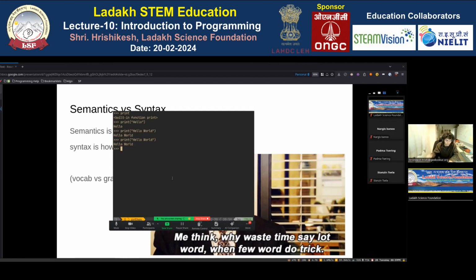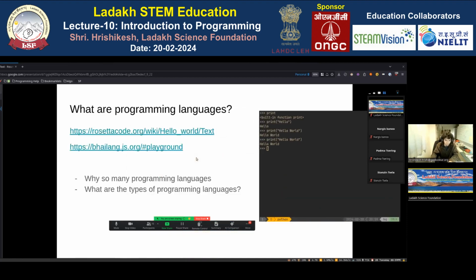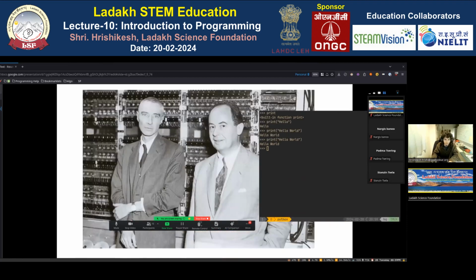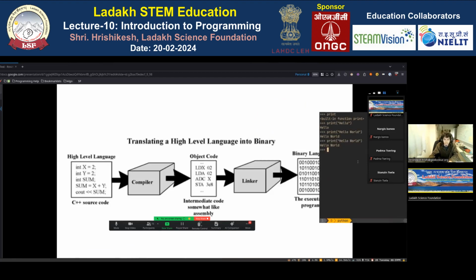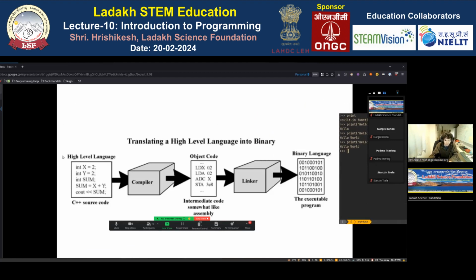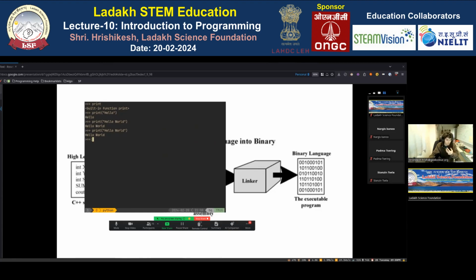And when I hit enter, what actually happened was, back there, it did all this process. It took that English thing, print hello world. It did some translation, and it converted it to zeros and ones. And then I was able to get hello world back. That is what just happened here, right?